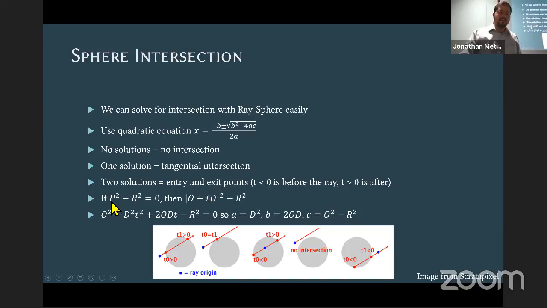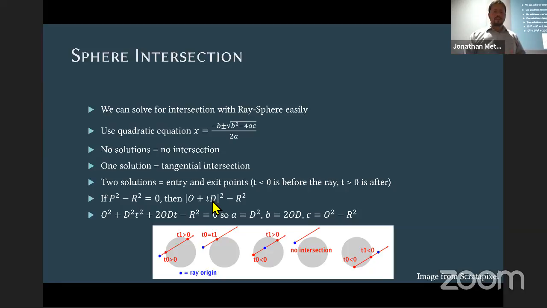Over here, we have the equation for a sphere: P squared minus R squared equals 0. If you were to look in a math book, you'd see x squared plus y squared plus z squared equals R squared. That would be the equation for a sphere. Well, we can just say x, y, and z is a point P, and R is the radius. So we say P squared minus R squared equals 0. We're looking at the length squared of the point and then the radius. If that's the case, then we can replace P, our point in space, with O plus t times D, because we just established that is our point in space that we want to test against.